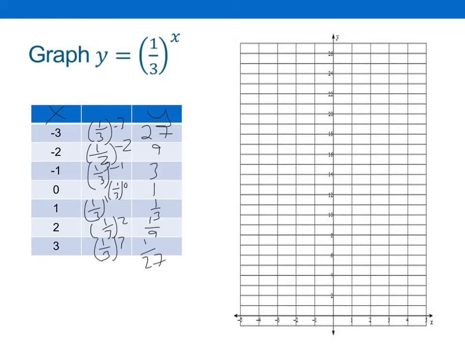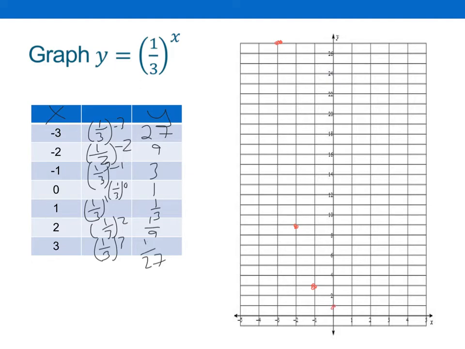All right, so now that we have our table of values all filled out, let's go ahead and plot some points here. We've got 27 way up top along with our -3. So we have -3, positive 27, way up here. Okay, and then we've got -2, 9, -1, 3, and we've got 0, 1.